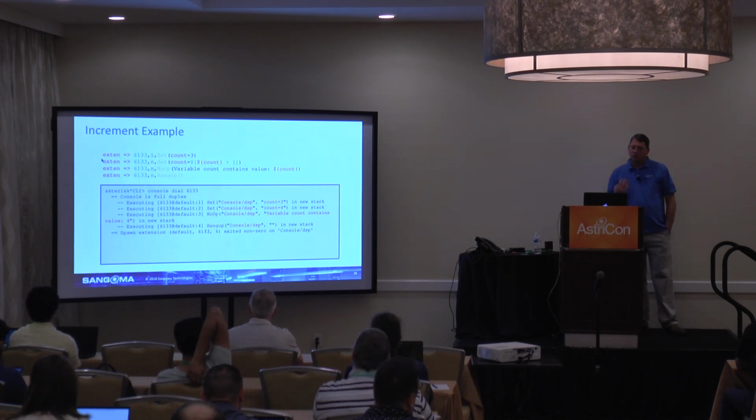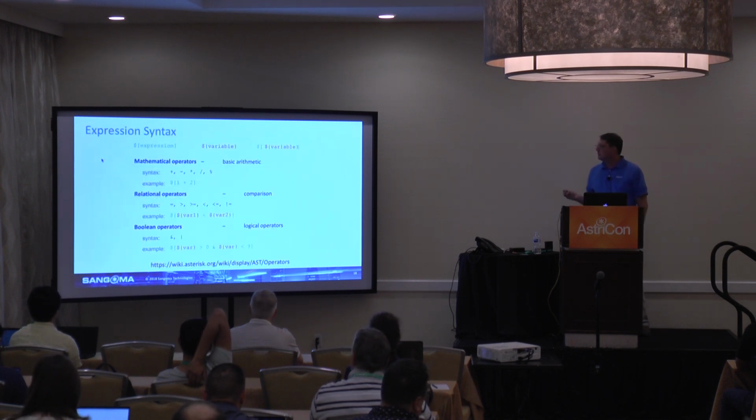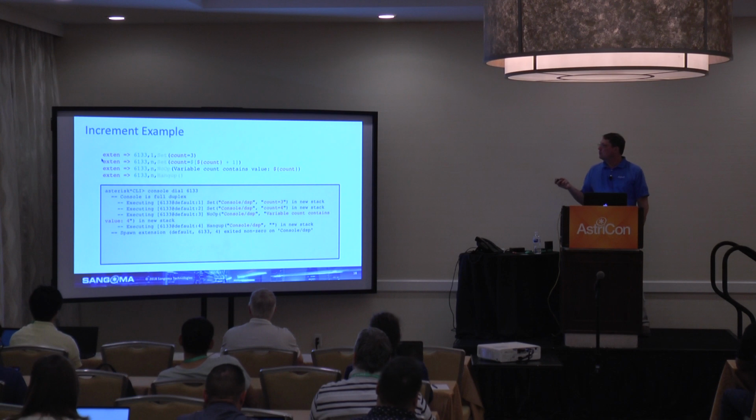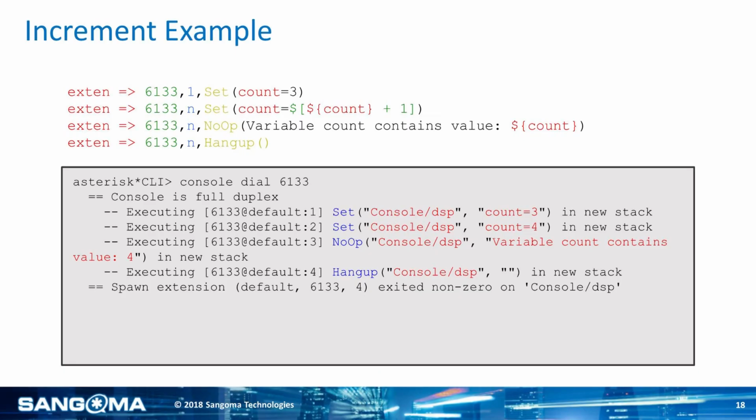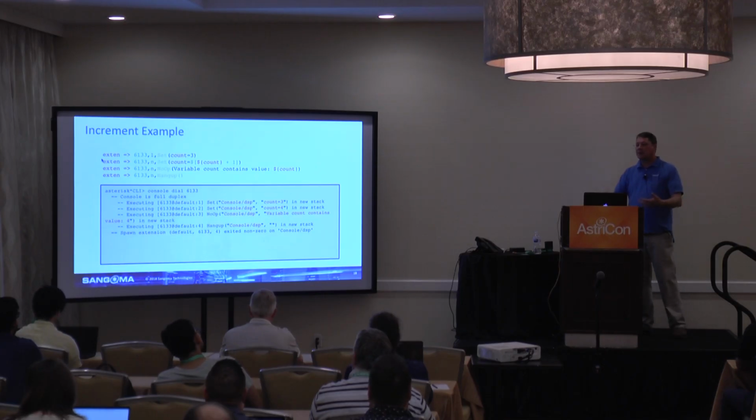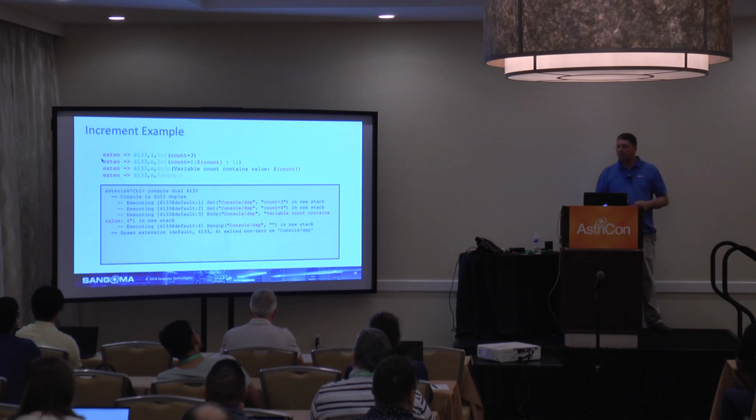So one of the best uses for these expressions is to do an incrementer, to loop through things only a certain amount of times. In this case, we're setting the count equal to 3. The next line, we're setting count equal to count plus 1. And then we're echoing out what the count is. And just as you would expect, down at the bottom, the count is 4. So that's just a sample of incrementing the value of a variable using an expression.